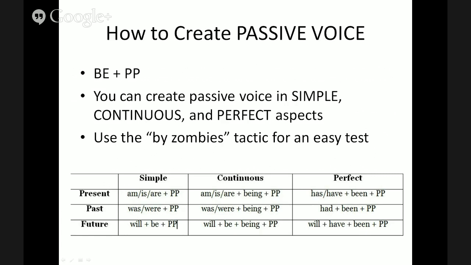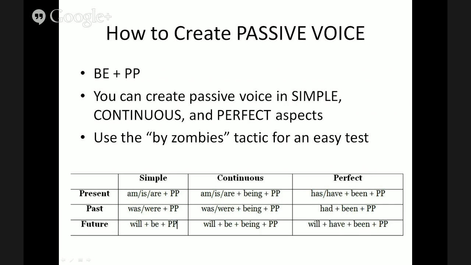You can. It doesn't matter. It's not just "was" plus the past participle. It can be in any tense-aspect combination. Although, if you tried it, in some of them it would sound really weird, and you'll know that they're wrong. But you will most often create passive voice in the simple, continuous, and perfect aspects.